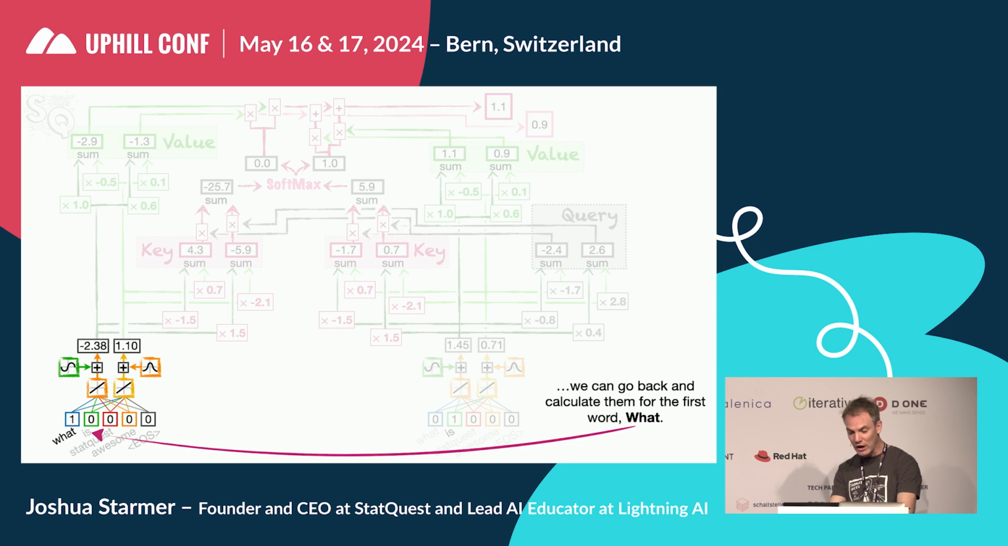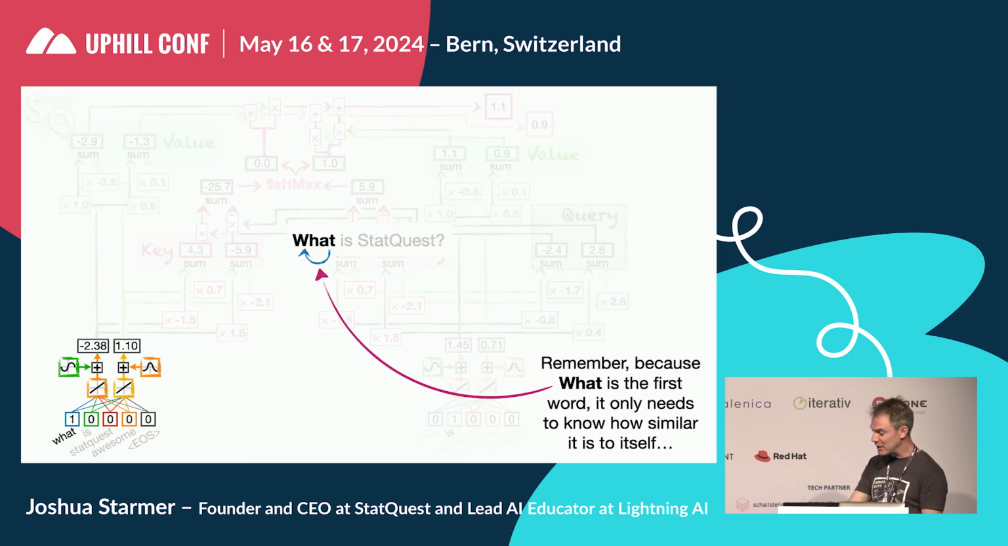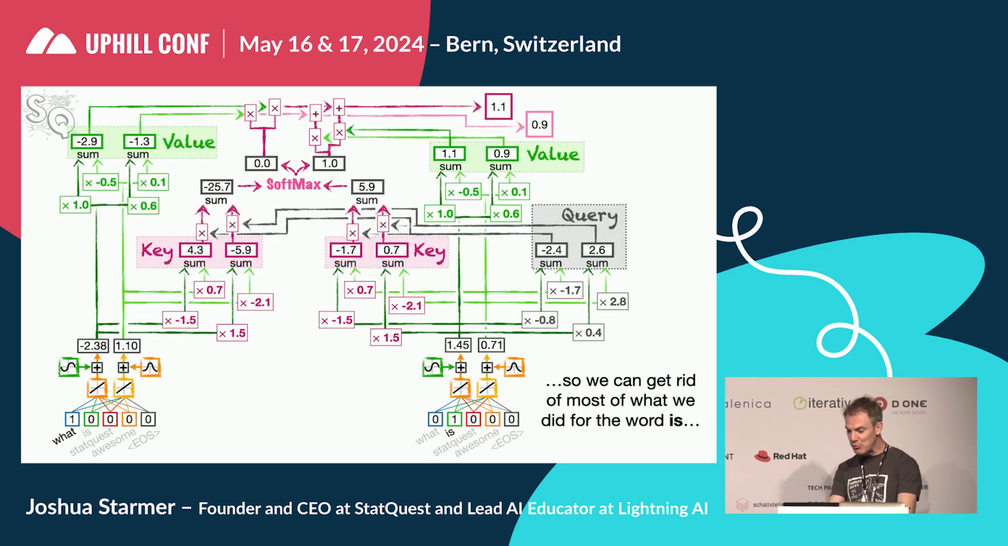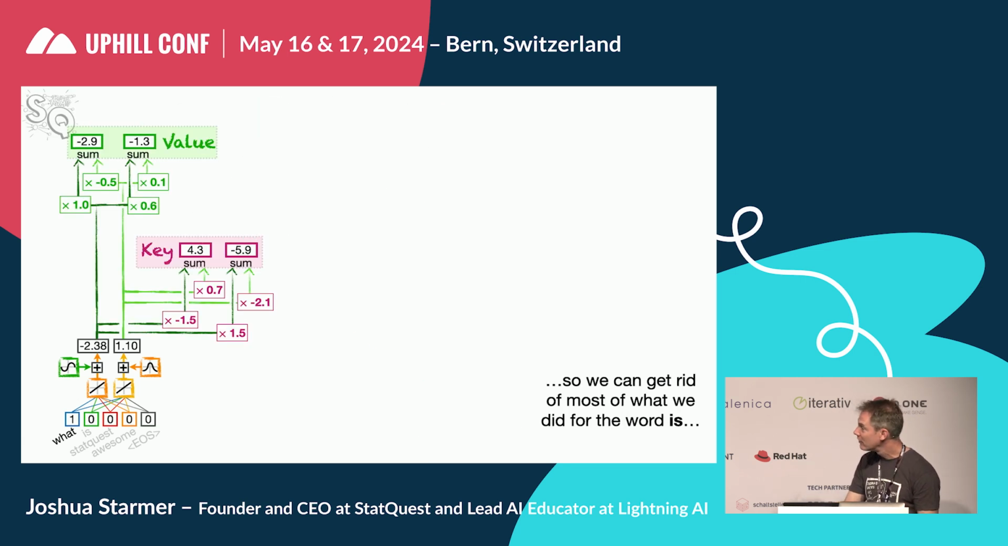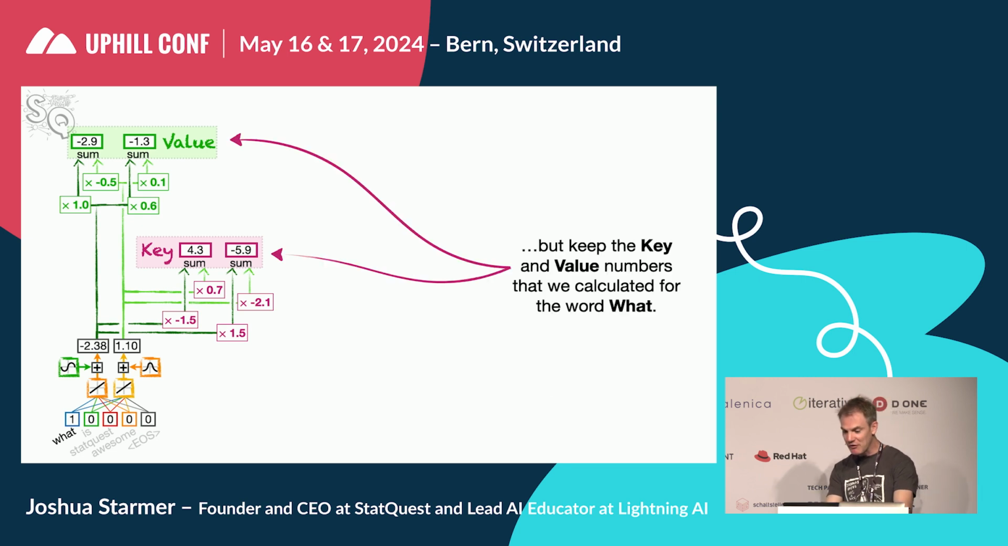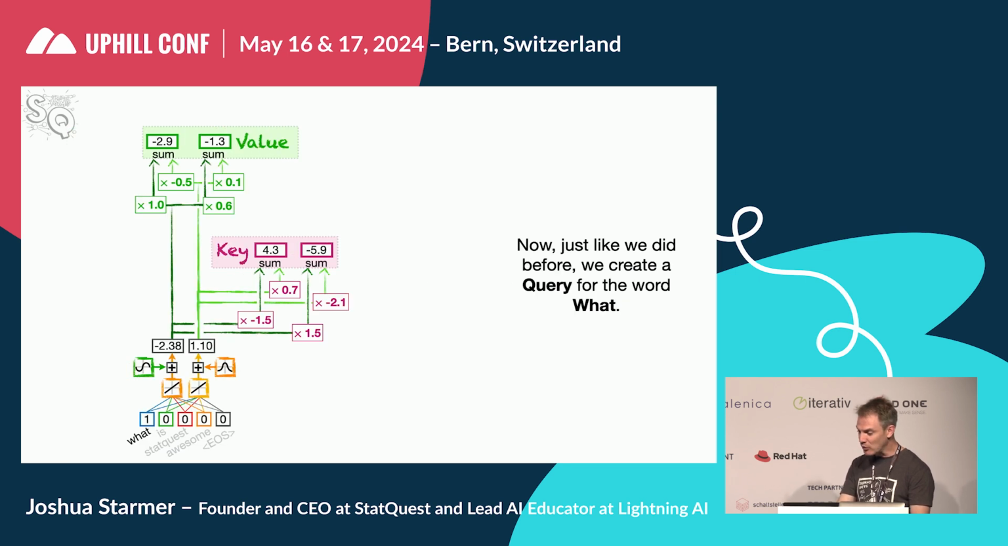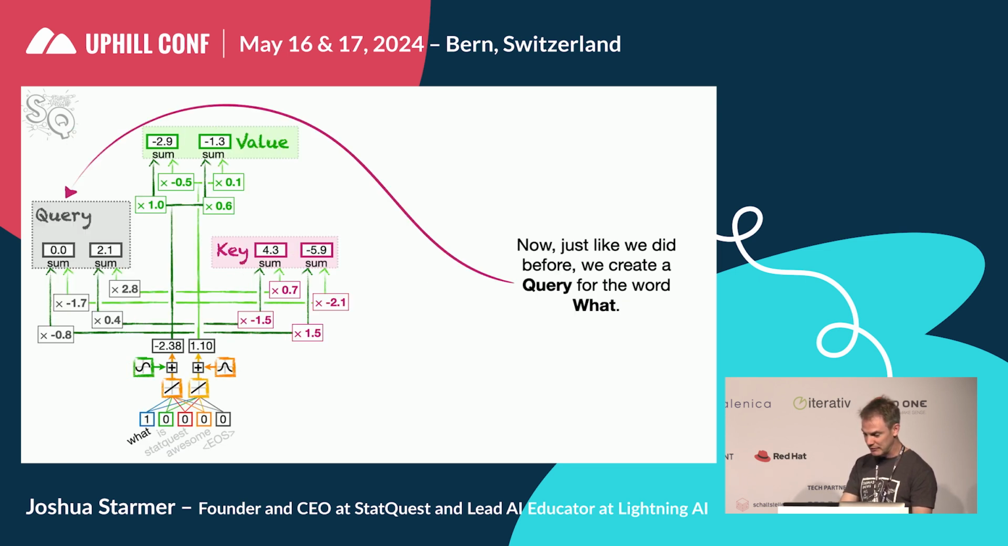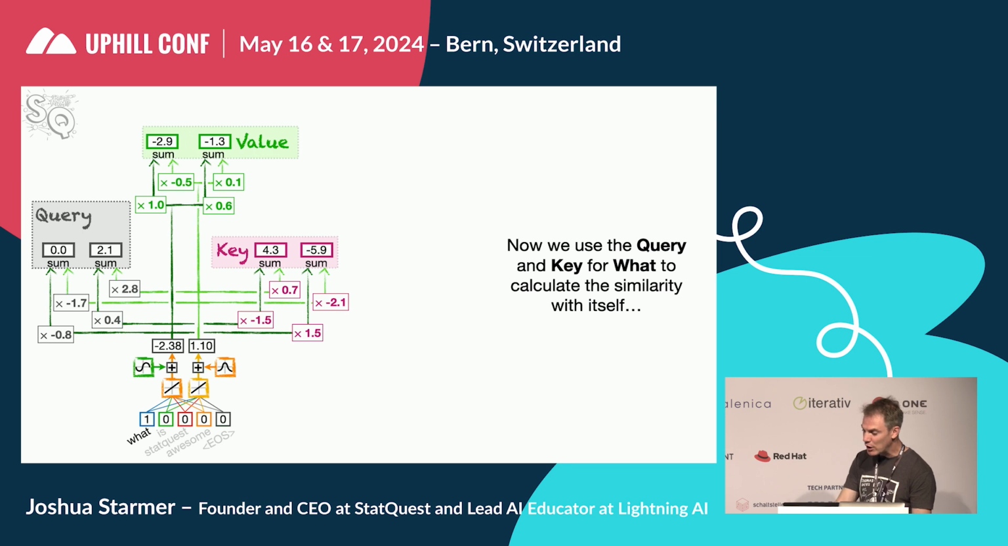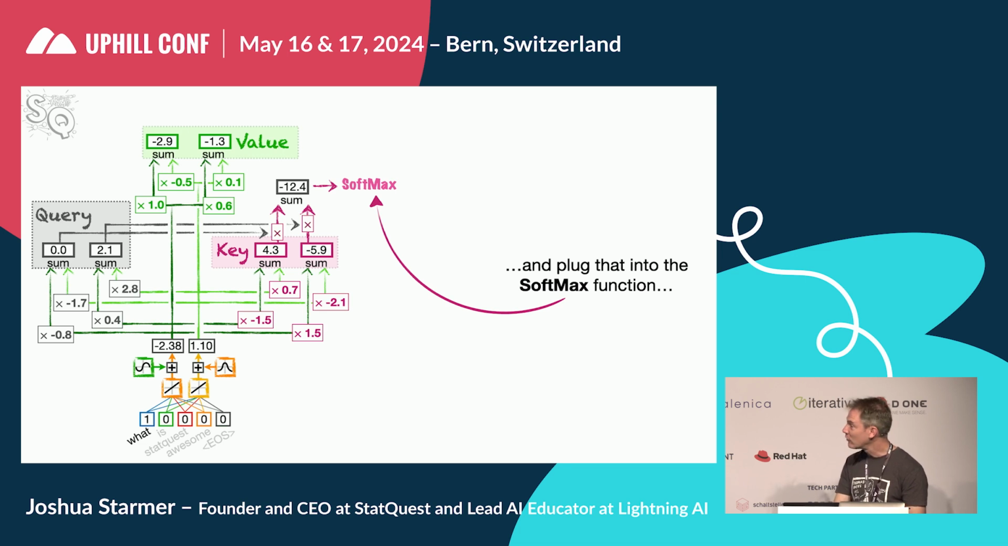Okay, now that we have the masked self-attention values for "is," we can go back and calculate them for the first word, "what." Remember, because "what" is the first word, it only needs to know how similar it is to itself. So we can get rid of most of what we did for the word "is." Thank goodness. And keep the key and value numbers that we calculated for the word "what." Now, just like we did before, we create a query for the word "what." And now we use the query and key for "what" to calculate the similarity with itself and plug that into the softmax function.